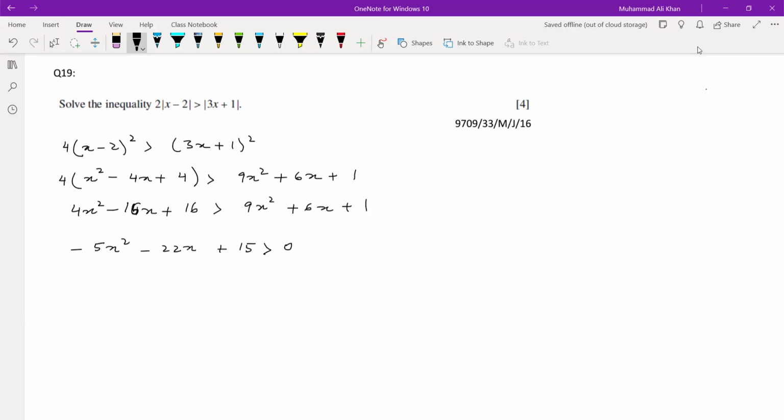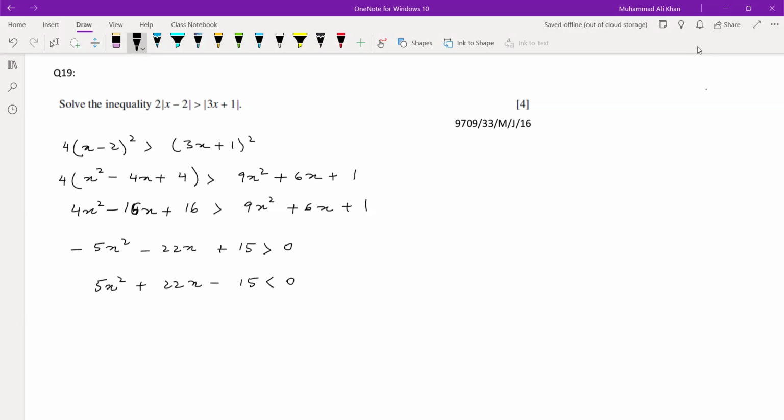So first convert this x squared into positive, multiply with minus 1. So it will be 5x squared plus 22x minus 15 less than 0. Sign inequality का change हो जाएगा minus से multiply होने के बाद.